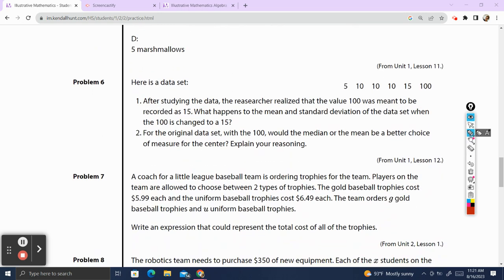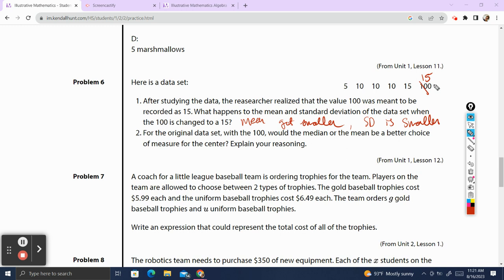Problem 6. Here is a data set. After studying the data, the researcher realized that the value 100 is meant to be recorded as 15. What happens to the mean and the standard deviation when 100 is changed to 15? Well, we're going to change this to 15. The mean gets smaller because whenever you get rid of an outlier, our mean is going to get smaller, or it's going to go in the direction of the rest of the data and not the outlier. And the variation is going to get smaller. So SD is smaller too, because your deviation from the center of this data suddenly becomes a lot smaller.